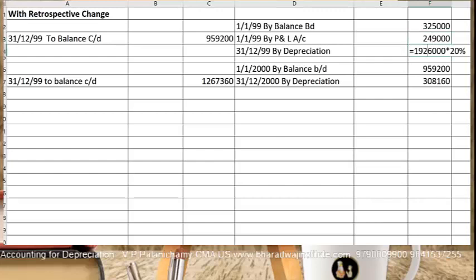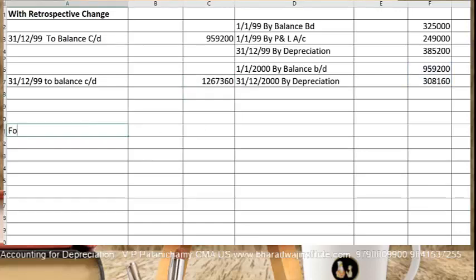At the end of the year, we are following WDV. New value of the asset, 19,26,000 into 20%. Then opening balance is the closing balance of the last year. Then next year, 19,26,000 is the last year value minus depreciation into 20%. We get the depreciation for the next year. 12,76,360. That is the value of the asset.